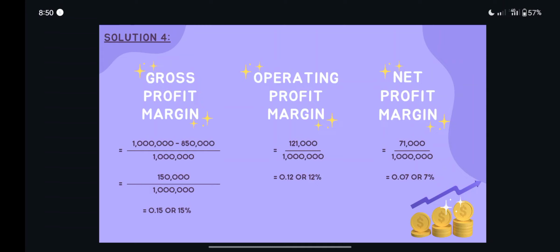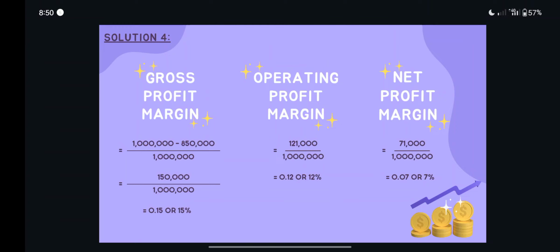Next is the operating profit margin. The operating earnings is 121,000 and the sales revenue is 1 million. So that 121,000 over 1 million is 0.12 or 12%. So the operating profit margin for this problem is 12%.